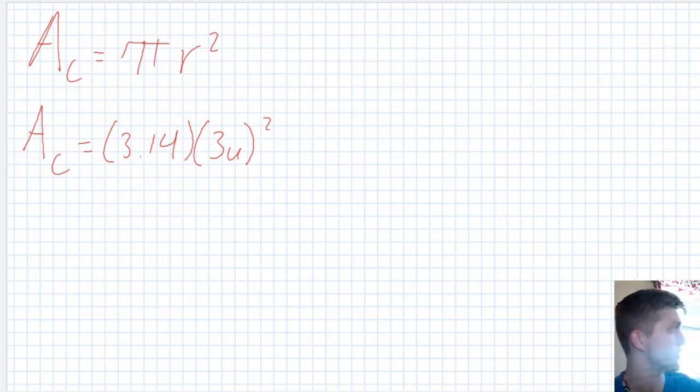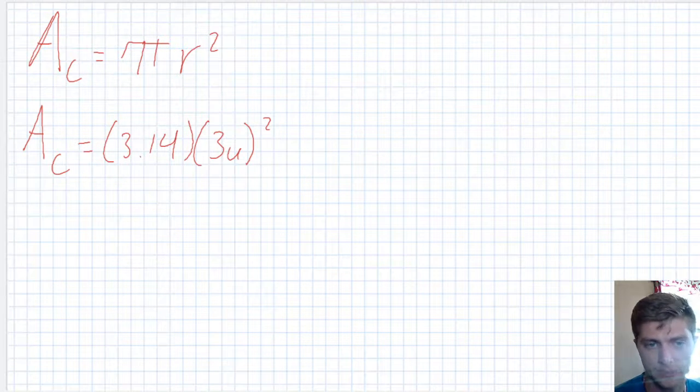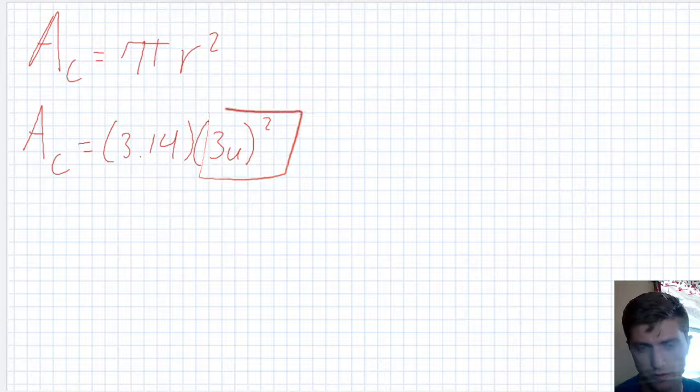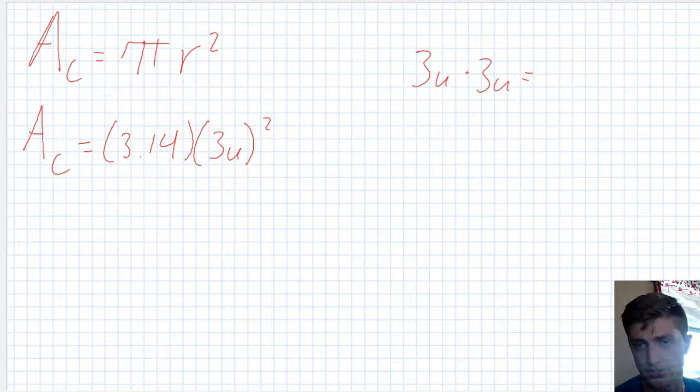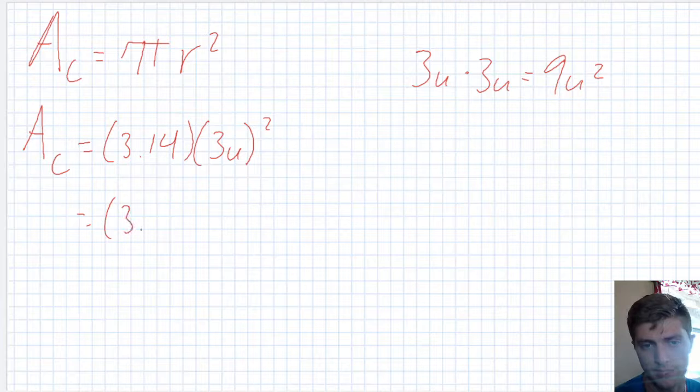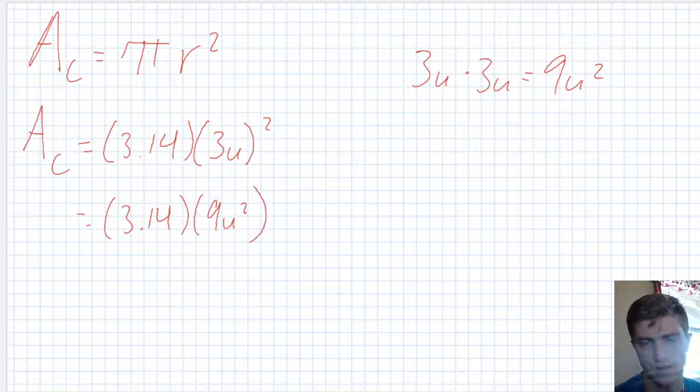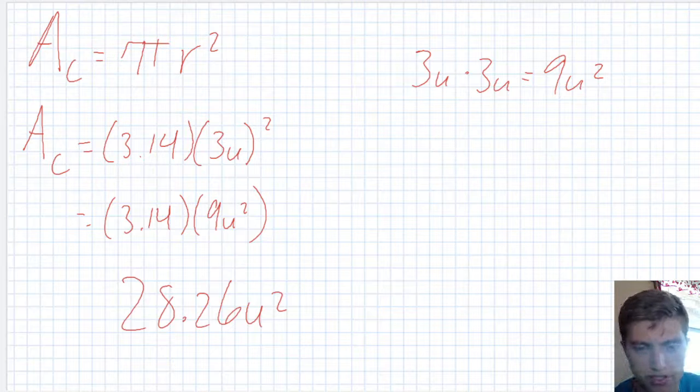So using PEMDAS, we got exponents. So we got 3u, how do we say this in English? 3u multiplied by itself twice. So let's take a look at that. 3u times 3u. We got 3 times 3 is 9. We got u times u, which is u squared. So bring everything down. 3.14 times 9u squared. And then we just need to multiply our coefficients, which will give us 28.26 units squared.